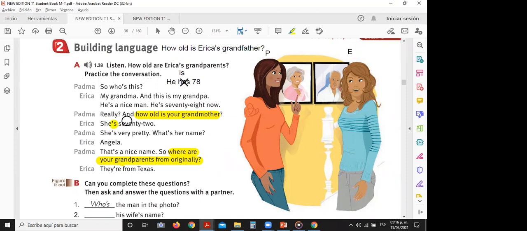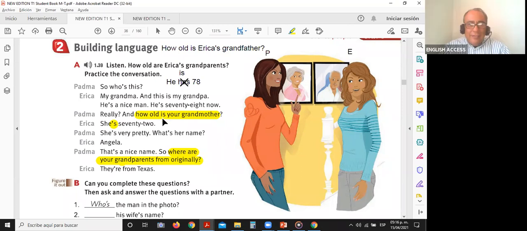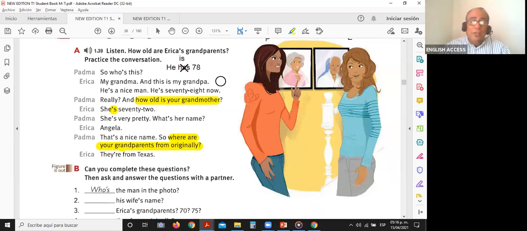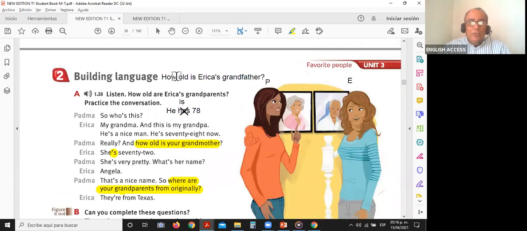Exactly here. And how old is your grandmother? She is, or she's, 72. Again, the verb be. And she's very pretty. What's her name? Angela. That's a nice name. Here we have another question. You see, how is used to talk about characteristics, or to ask how to describe something. In this case, the characteristic is the age, how old.